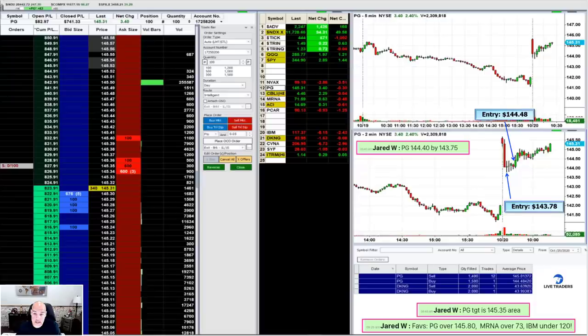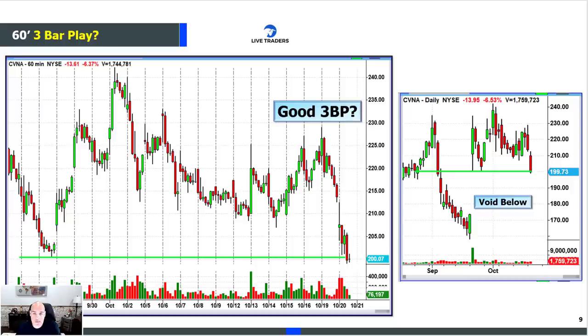Okay? And again, you can see that's what we did. We basically looked for a 1R target and walked away from it. So we had the proper expectation in alignment with where the stock was likely to pivot or pull back. Okay? All right.